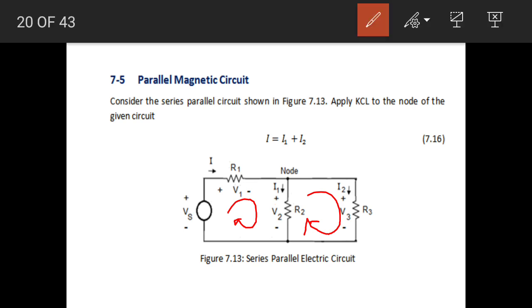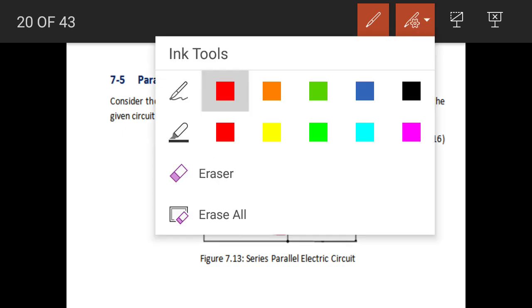Let us consider this particular circuit. V1 will be equal to I R1, V2 will be equal to I1 R2, and V3 will be equal to I2 R3. Right? So this is a parallel circuit.